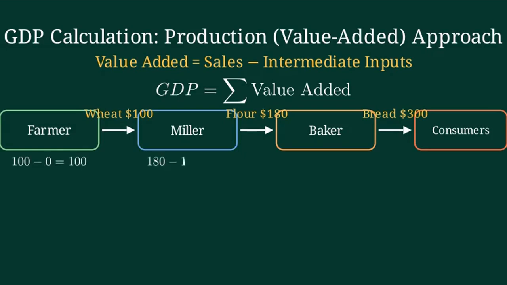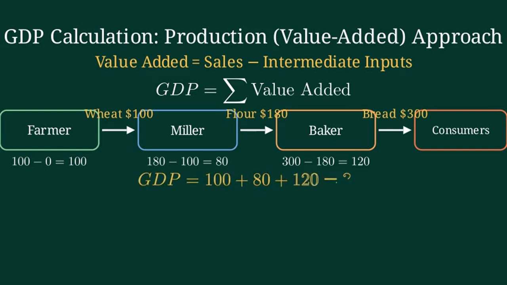Now, we compute value added at each stage. The farmer has no intermediate inputs, so value added is 100 minus 0, which is 100. The miller's value added is 180 minus 100, which is 80. The baker's value added is 300 minus 180, which is 120.